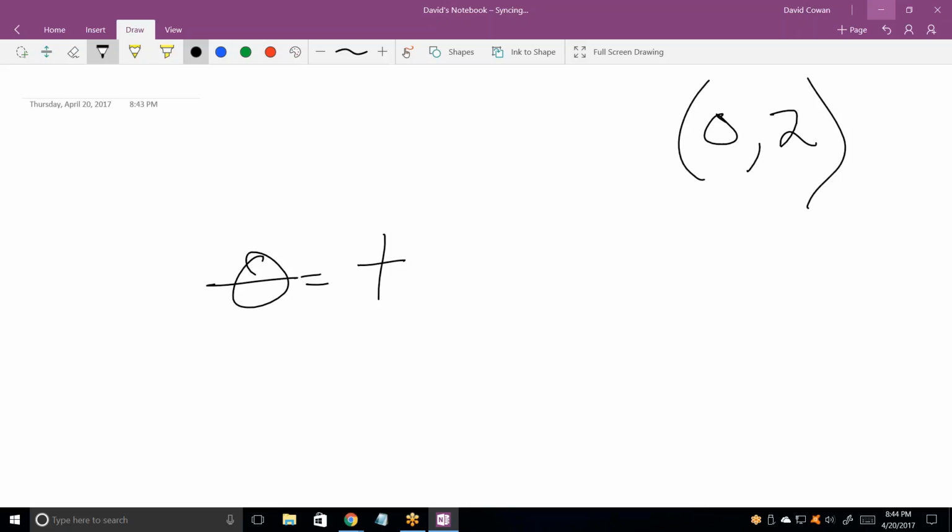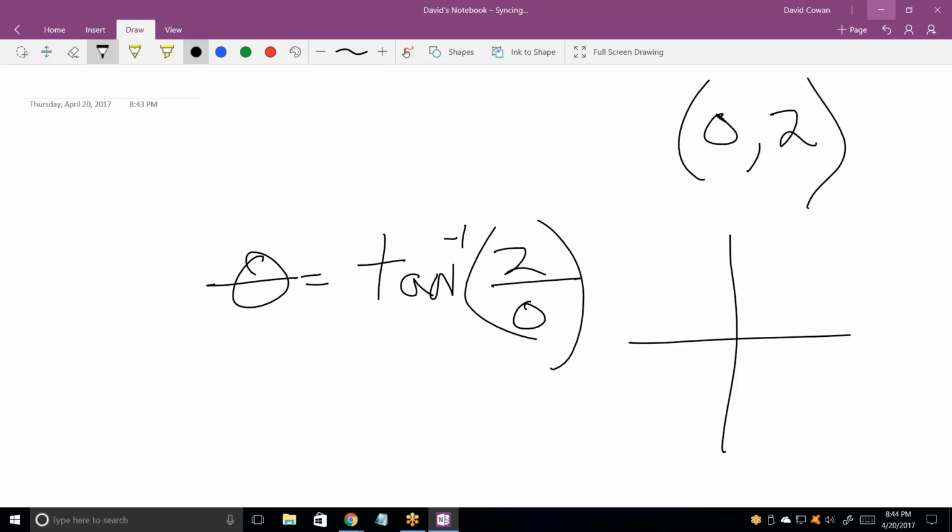What do you do here? Because you can't divide by 0. Ah, yes you can. It's the only time in math you can divide by 0. When you're taking, well, think about what inverse tan means. If I'm taking the inverse tan of infinity, which is what this is, that's 90 degrees. Oh, I get it. Where is that point? That point is right there. Straight up.